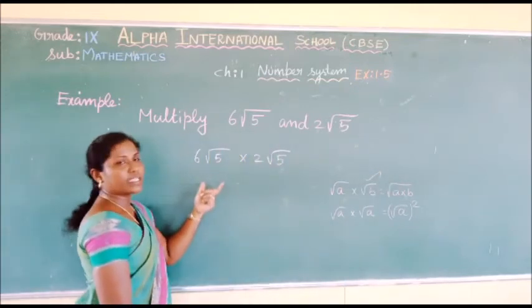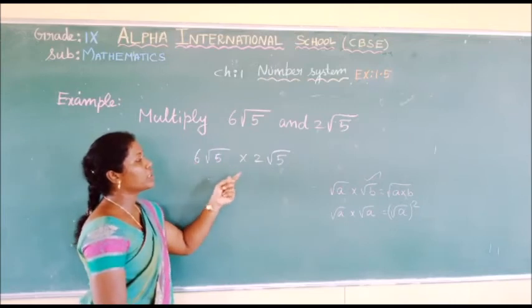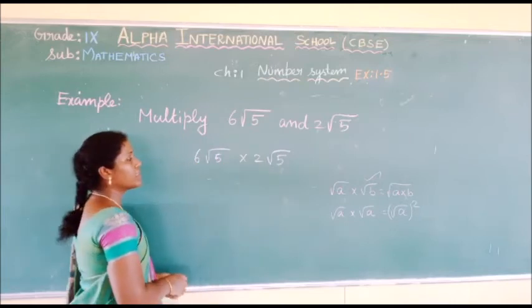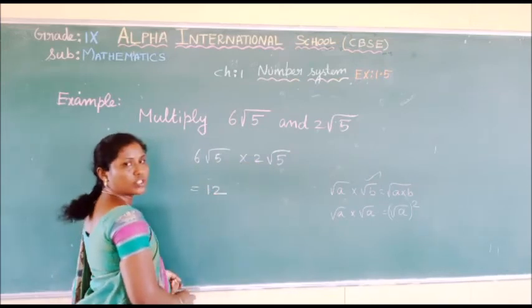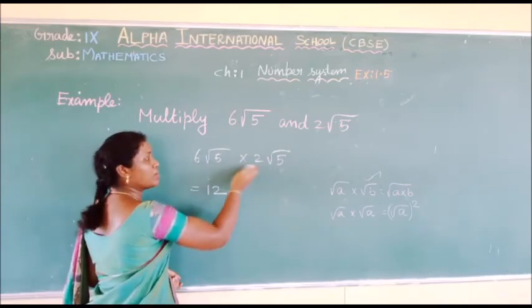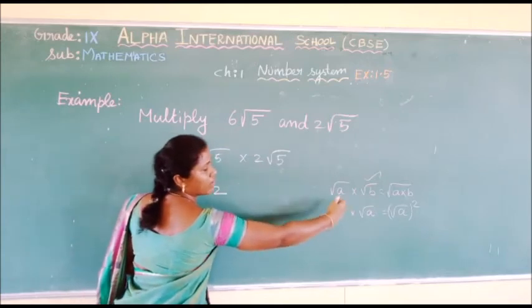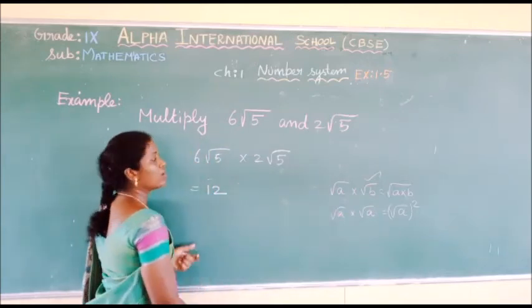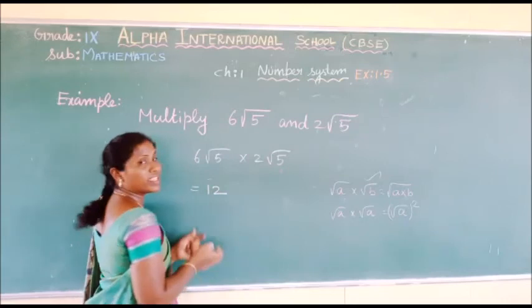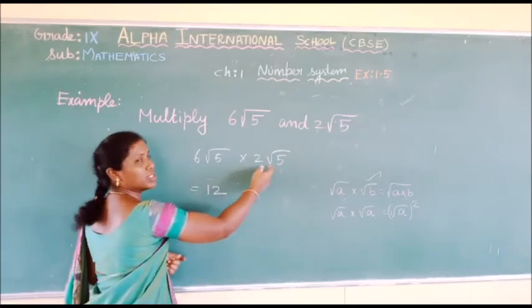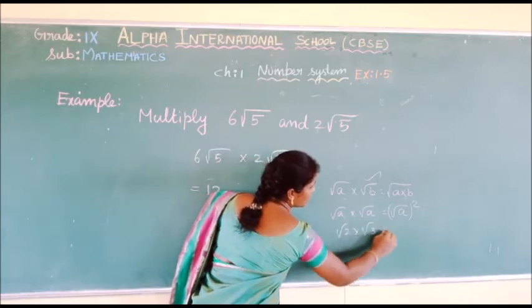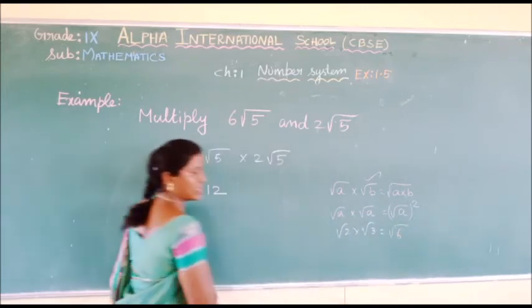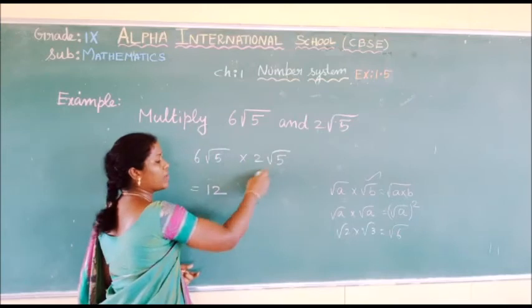Now, for example, if I take the question 6 root 5 into 2 root 5, how do we multiply this? Just multiply the coefficients, which is 12. 6 into 2 is 12. And you have to multiply the values inside the root also. If I multiply root 5 into root 5, they are the same value. Root 2 into root 3, you can write as root 6.